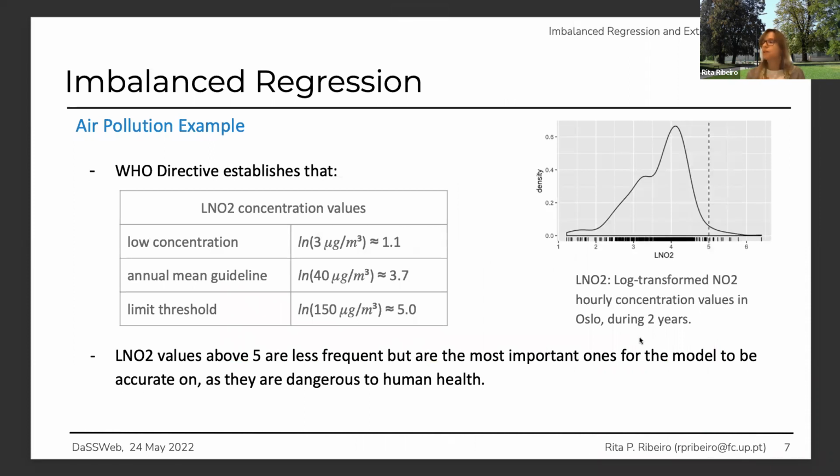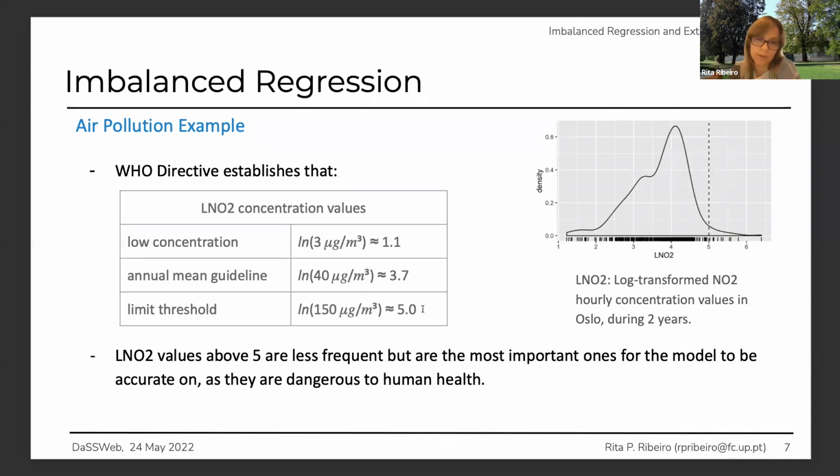So I have here a simple example which shows you where these kinds of problems can emerge. We have an air pollution example, where I have fetched a data set that has the concentration of a pollutant in Oslo for 2 years. This is a well-known benchmark data set. I have also fetched the World Health Organization directives regarding the concentration values that are admissible for that pollutant. On this line here, I have signaled the limit threshold. So this 5 here is basically the threshold above which the World Health Organization states that it's harmful for human health.